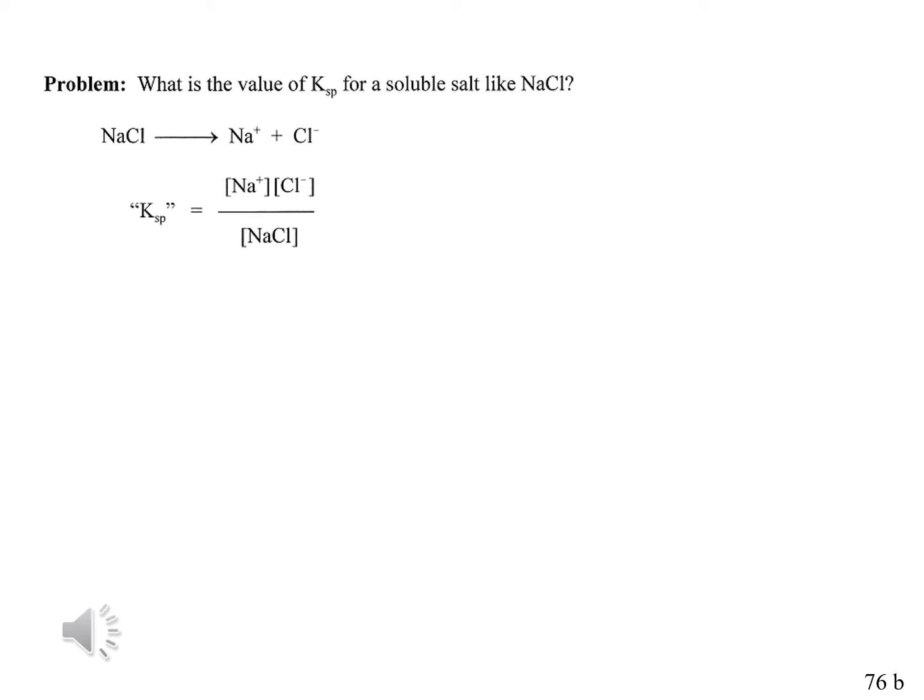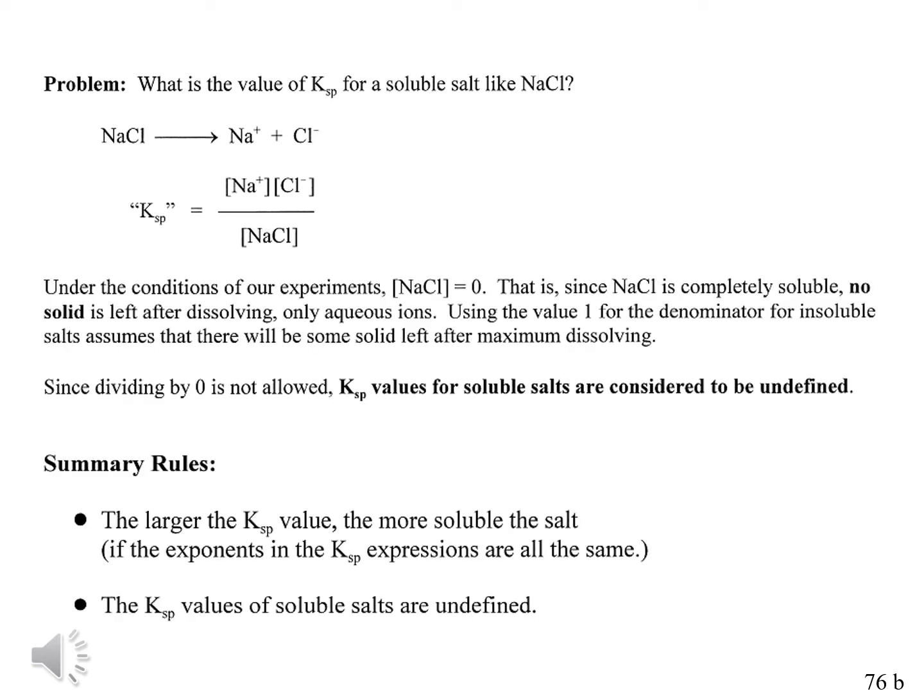But if the solid is all gone, you're not even at equilibrium. If you were going to write a KSP for this, you would have to divide by 0 because there's no solid. And of course, you can't divide by 0, so chemists consider that the KSP for soluble salts is undefined. You can get a number for it if you finally saturate it, but the number is so big that they're not really useful for soluble salts.